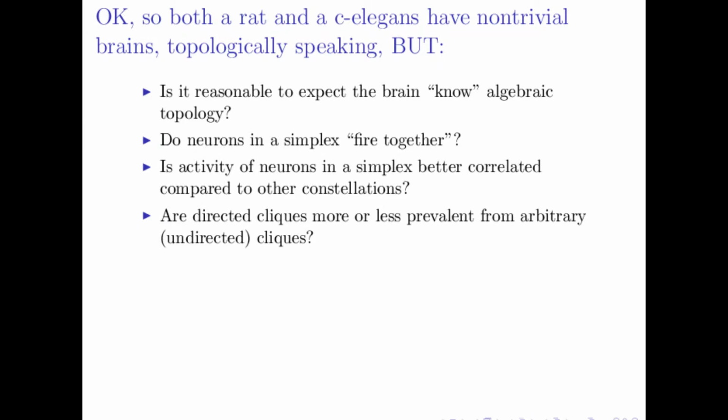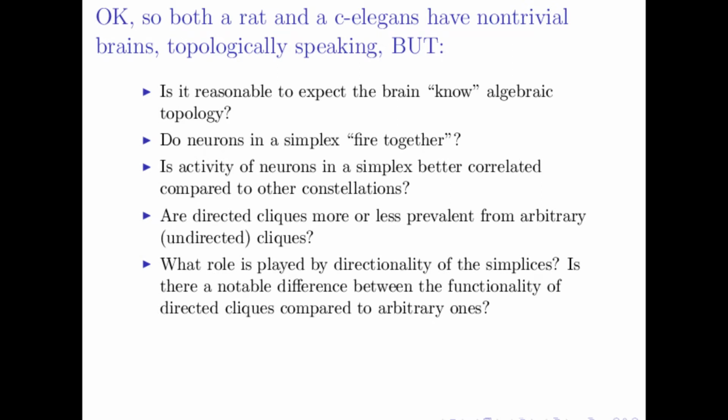Also, are directed cliques more or less prevalent than arbitrary undirected cliques? By clique I mean the simplices I was talking about. I didn't actually define the word clique before, but you understand what I mean. So, is there preferential treatment in the system for directed cliques? What role is played by directionality in the simplex? Is there a notable difference between the functionality in a directed clique compared to an undirected clique? Well, I'm not going to tell you much about this because Catherine is going to tell you about it on Tuesday. It turns out that the answer to these questions is pretty well understood, but you're going to hear about that from Catherine.